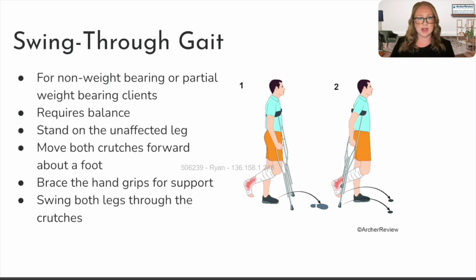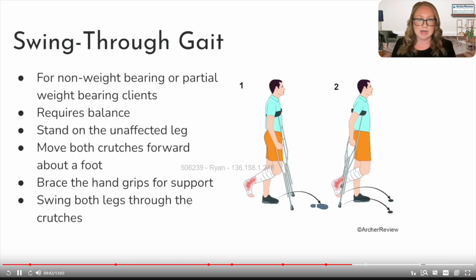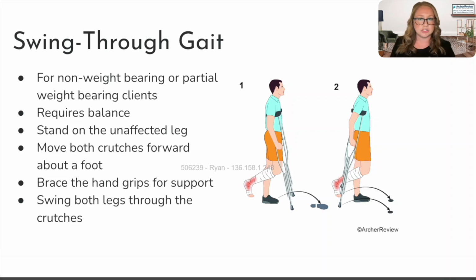2 crutches together, good leg moves past the crutches. As you can see, when the client is balancing on those crutches, they don't have any of their feet on the ground. So that's why this requires balance and coordination, but they can move more quickly than they can in the 3-point gait.